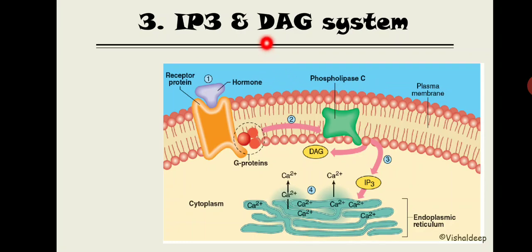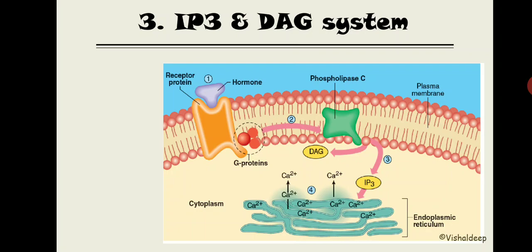Now in this system, IP3 and DAG, the alpha subunit is activating the phospholipase C enzyme. Now what does this phospholipase C enzyme do? It will break the PIP2, phosphatidyl inositol diphosphate, that is situated over the cell membrane, and break it into two fragments. One fragment is IP3, another fragment is DAG. Alright. What this IP3 and DAG will do, we will discuss in our next slide, but right now let's summarize what we have learned in this slide.